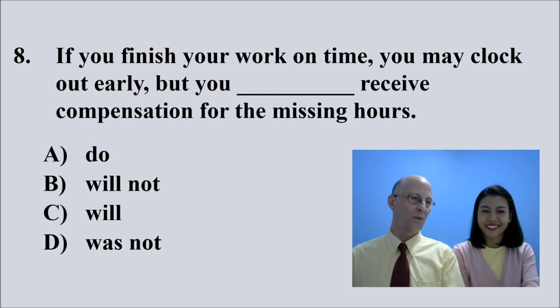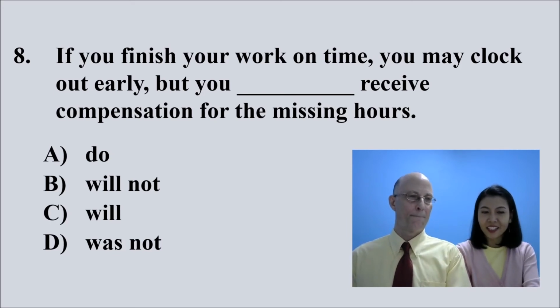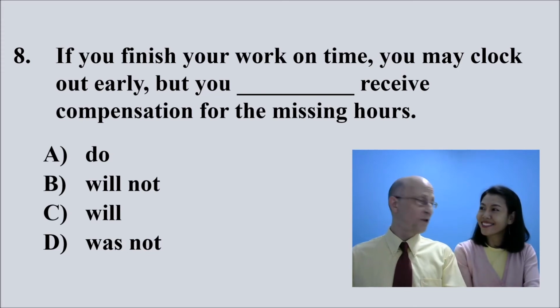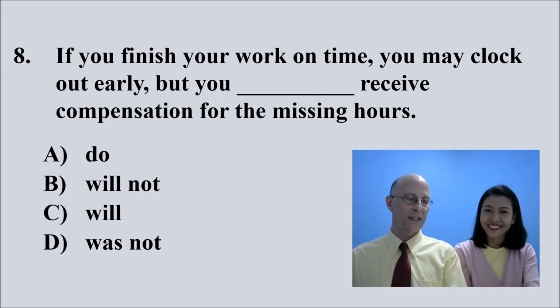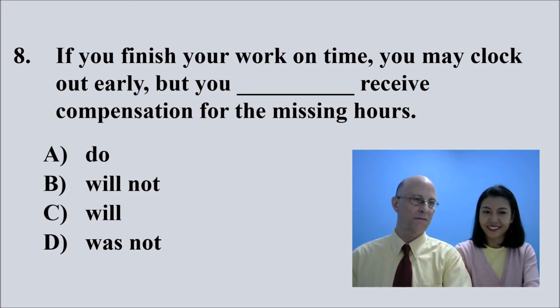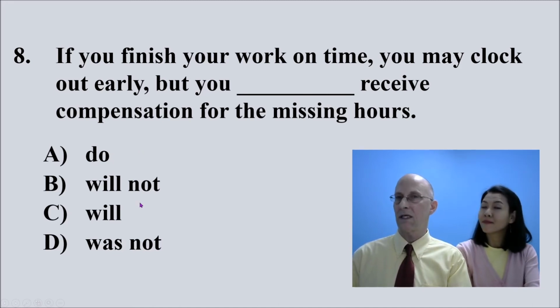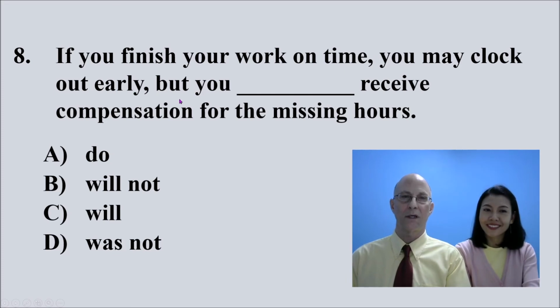Therefore, which ones can we cut? I can cut D because was is verb 2. Yeah, was is verb 2. Again, Thai shorthand for past tense. Was is verb 2, so it cannot be part of a zero conditional or first conditional. So we're only left with do, will not, or will. In this case, the meaning then comes next. We have a but here which will help us.